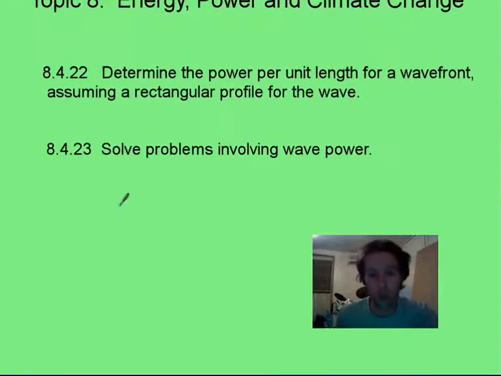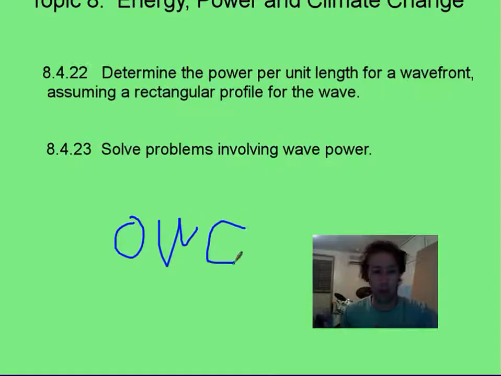And while you do need to know stuff about the OWC, or the oscillating water column, just look that up. You can read it. It's not the most complex thing. I'll help you concentrate on the problem-solving mathematical part of it.